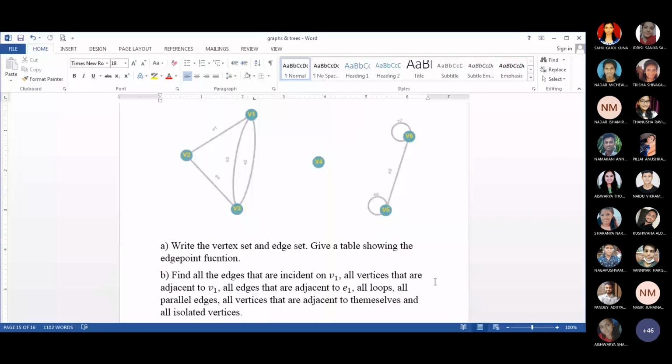Yes, sir. Okay. Now this example ends, but in the same example I will ask you some more questions. You tell me the answer. Is the graph connected or disconnected? Disconnected. Okay, the graph is disconnected.